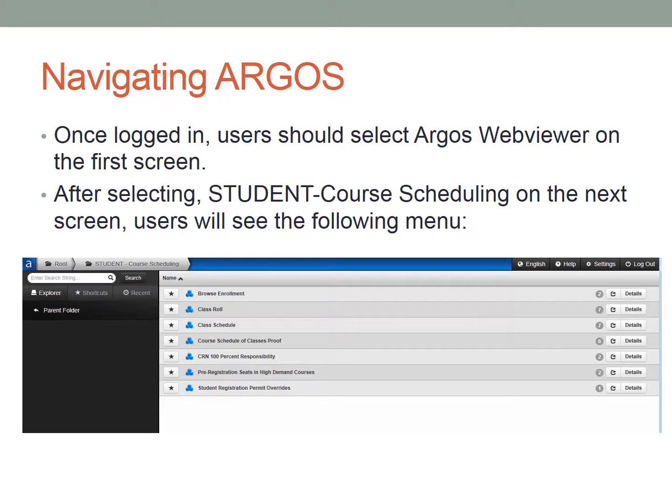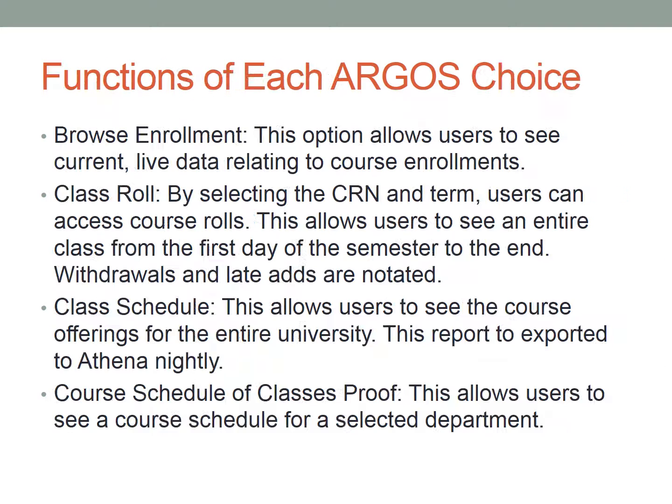So once you're logged in, users should just select the ARGOS web viewer on the first screen. You'll be given an option to select ARGOS or ARGOS web viewer. You want to go with the web viewer. After selecting the web viewer, you'll just go to student course scheduling on the next screen. You'll be able to see that here where it says student course scheduling at the top. And then once you click there, you'll be able to see the menu that is in the screenshot.